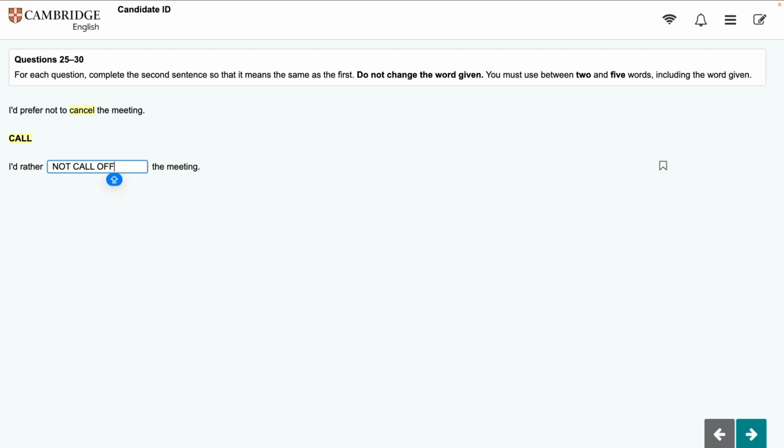So, this question tests both our grammar control, the use of the bare infinitive with the expression I'd rather, as well as the control of phrasal verbs. In this case, to cancel means to call off. Let's double check our answer. I've used the keyword call. My answer has got 3 words, and its meaning, I'd rather not call off the meeting, is exactly the same as the one above. I would prefer not to cancel the meeting.